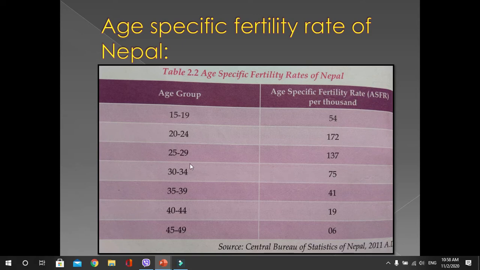So it is age-specific fertility rate. So what is the fertility rate of 25 to 29 years? 137 per 1000. What is the ASFR of 35 to 39 years? That is 41 per 1000. In this way, age-specific fertility rate is also the fertility rate, but it is according to the age group, according to age or age group. So this is age-specific fertility rate.